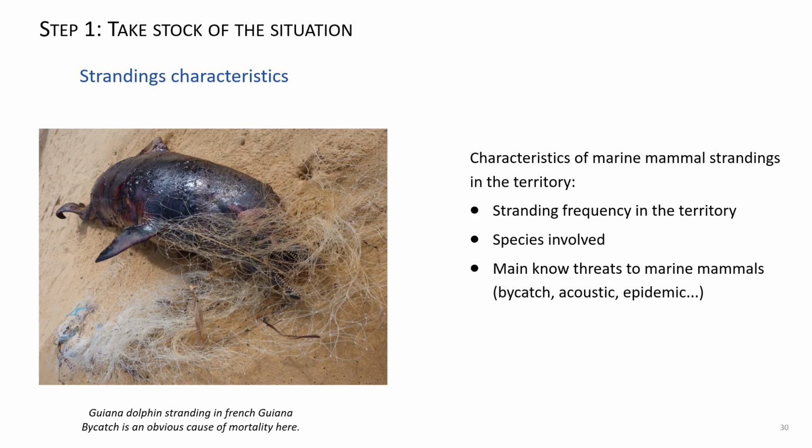What is the stranding frequency? What are the main species involved? Are they small cetaceans, whales, or manatees? Are animals mainly dead or alive? What are the main known threats to marine mammals? Bycatch, acoustic disturbance, oil spill. How can you identify these threats on a stranded animal?